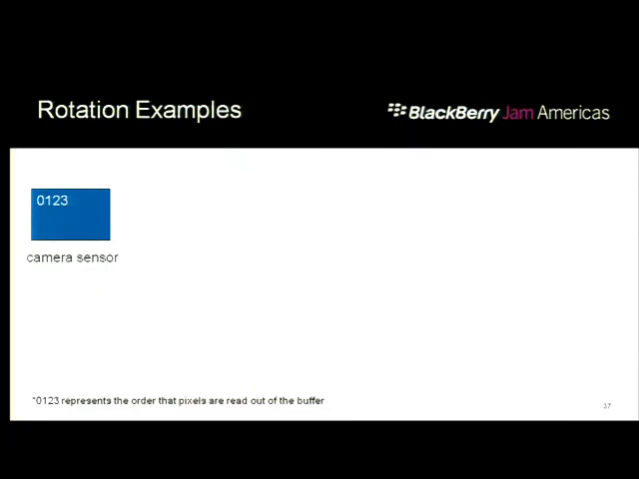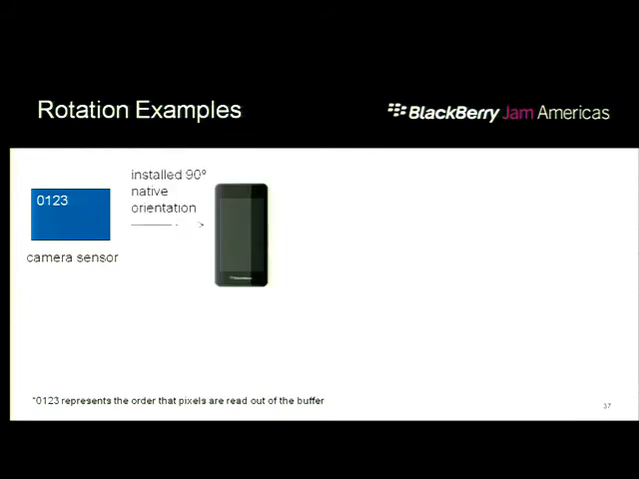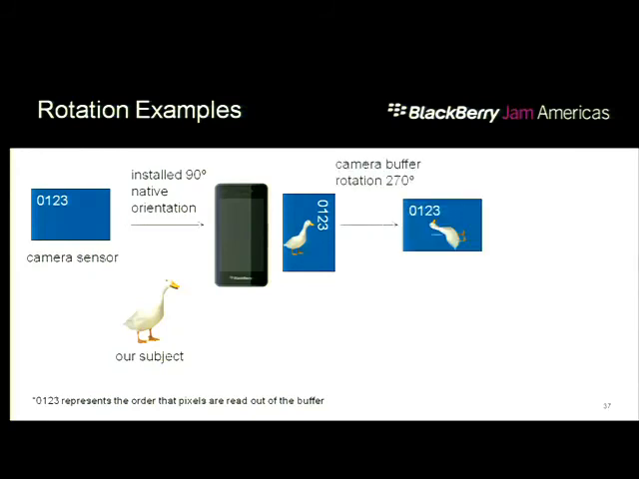I'm going to show you an example of what I was just talking about. Every camera sensor is always a landscape sensor, physically. 0, 1, 2, 3, that's just the first pixels, top left, and they go from there to the right. That's just that nomenclature. This camera in a phone is installed sideways, 90 degrees. If we're taking a picture of this goose here, this is what the goose looks like in the buffer. If we've asked for a camera buffer rotation of 270 degrees, for example, which is the opposite of 90 degrees, which is the installed native orientation, that's always going to be a supported value for rotation. You're going to get a buffer that looks like that.